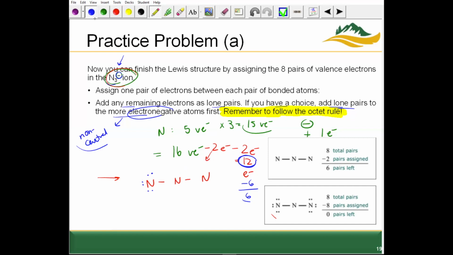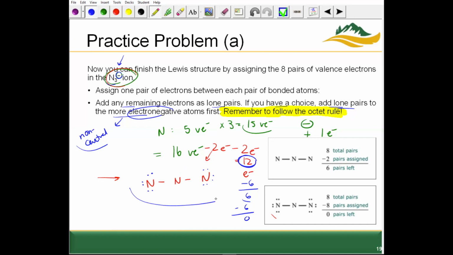So we have 6 left. Let's add it to the side atom. We added 1, 2, 3, 4, 5, 6. Now we have used up all 16 electrons. We're not yet done. We're just figuring out what might work.